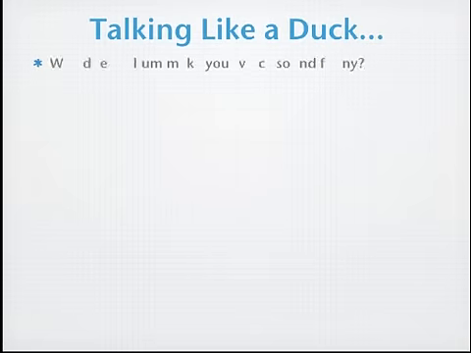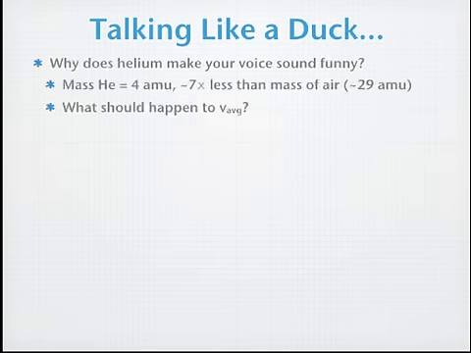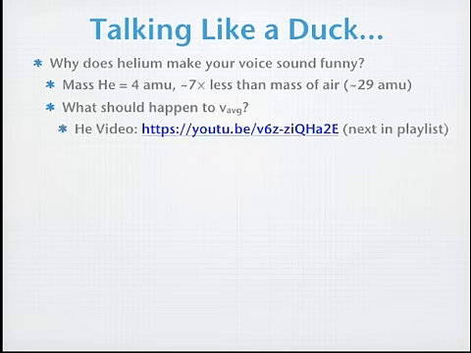Okay, finally, talk like a duck. How do you make something talk like a duck? Well, we use helium, of course. Now, why does helium make your voice sound funny? The scientific reason is that helium, with a mass of 4 AMU for each molecule, is 7 times less massive than air. Here we're using 29 AMU as about an average of 80% nitrogen and 20% oxygen in the air. So, what should happen to the average velocity of the helium? You're going to go watch the video, and that's right here.